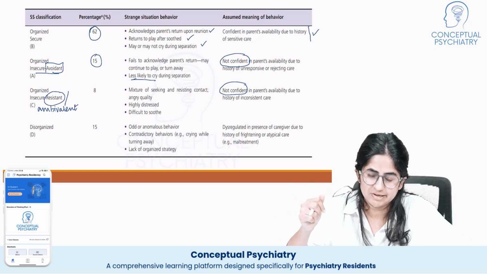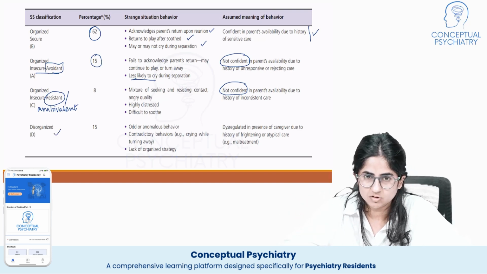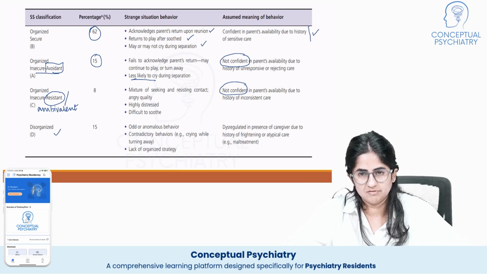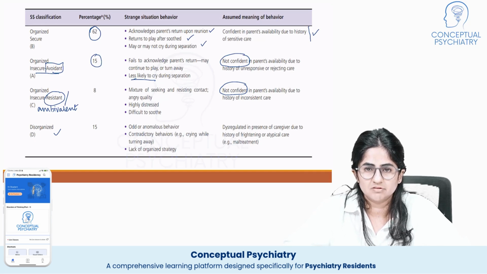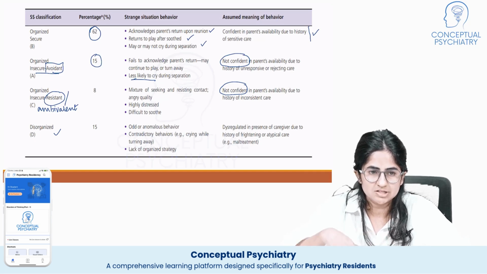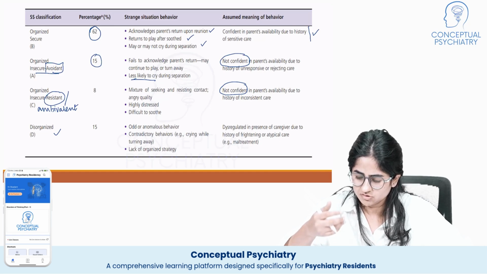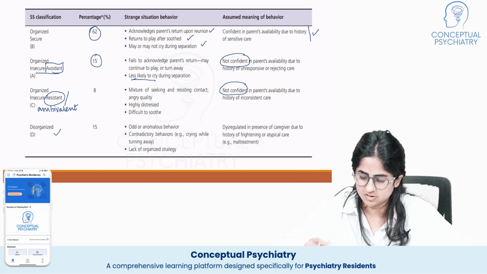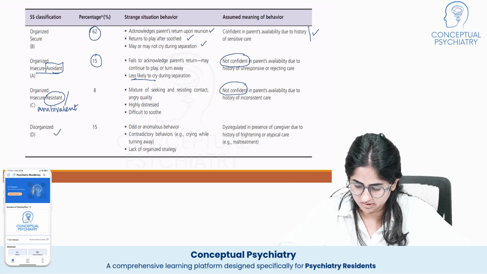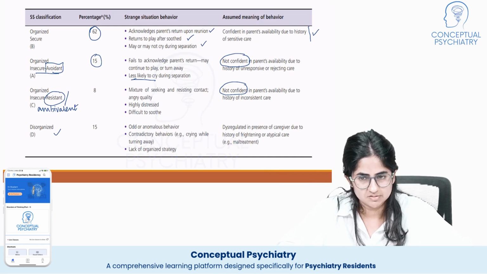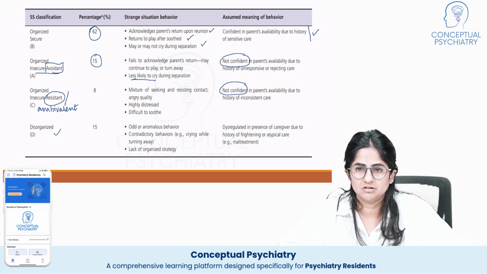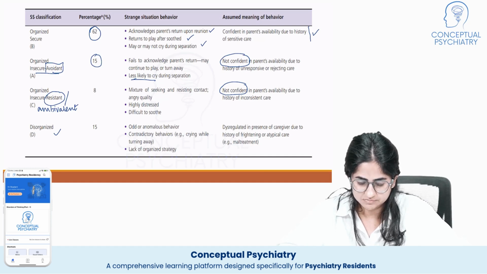the parents' availability. Lastly, we have the disorganized, which is 15%. Here, there will be odd or anomalous behavior. For example, contradictory behavior such as crying while turning away, or there is no organization that is noted at that point of time. So they are dysregulated in the presence or without the presence also. So it does not show any particular coping strategy. Sometimes there may also be a history of a frightening or frightened response when the caregiver walks in.